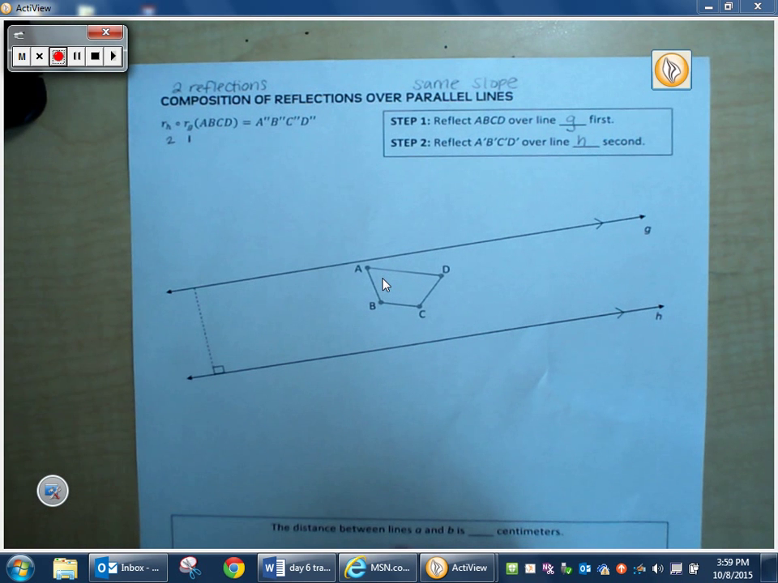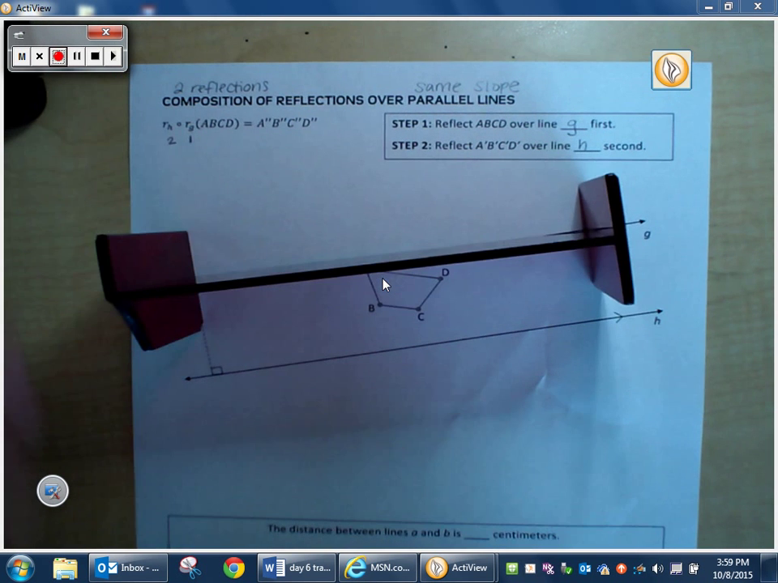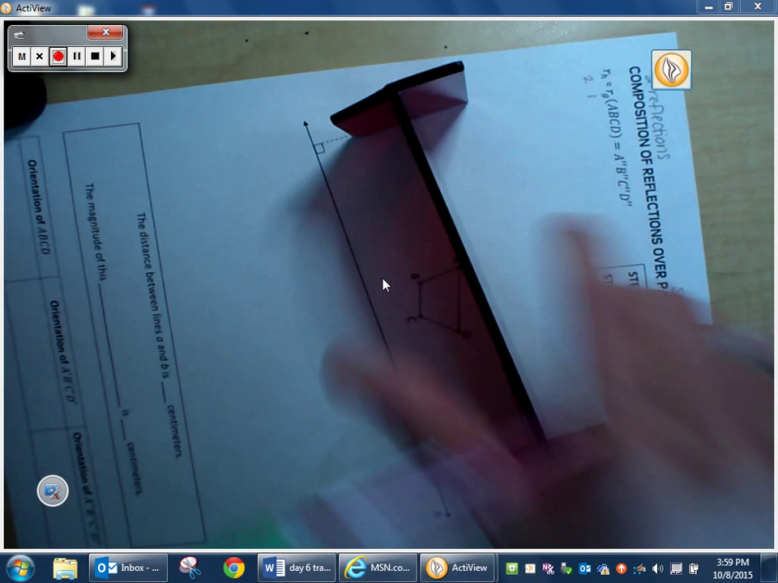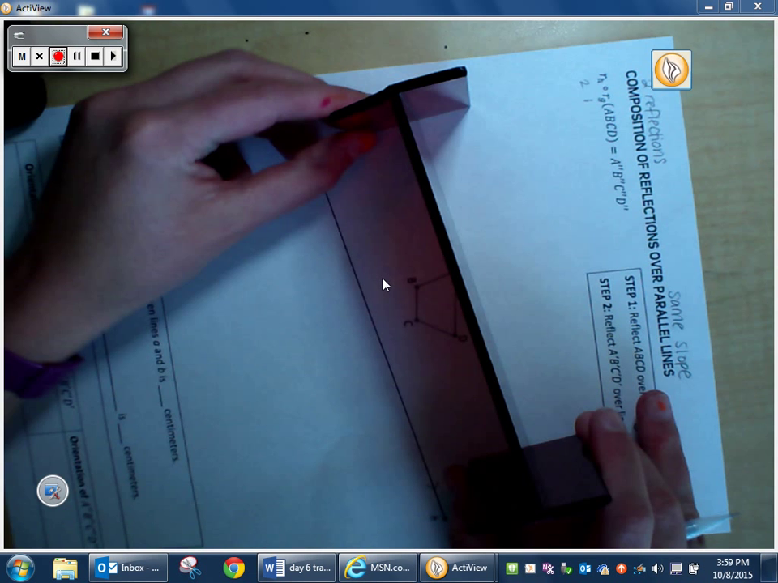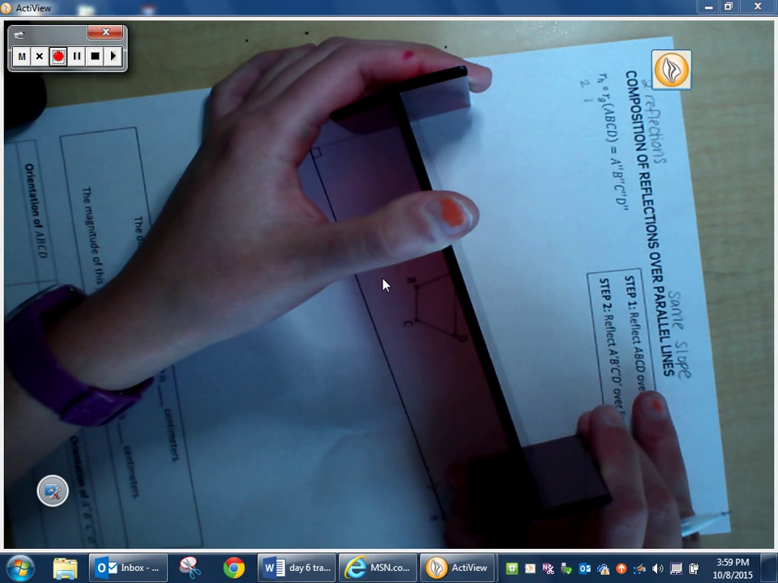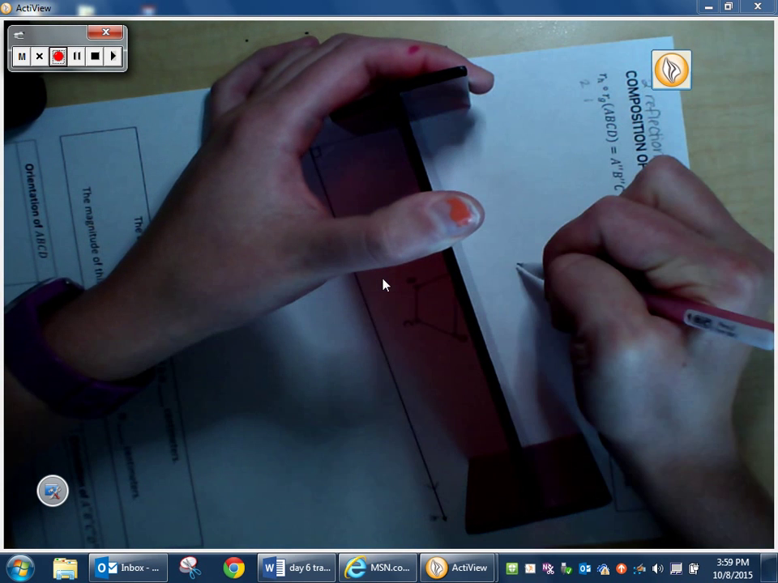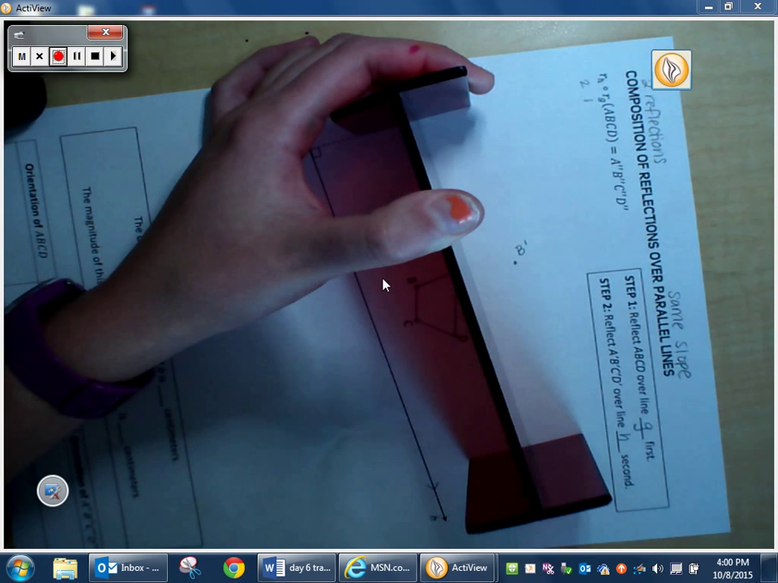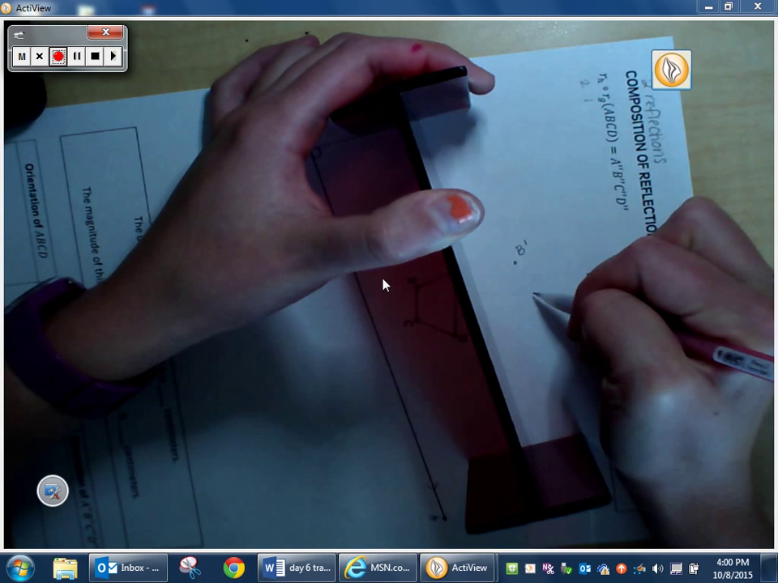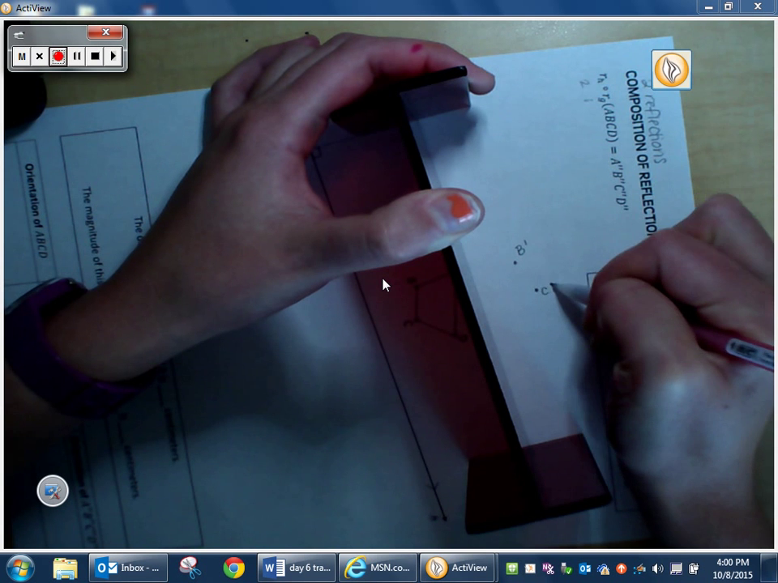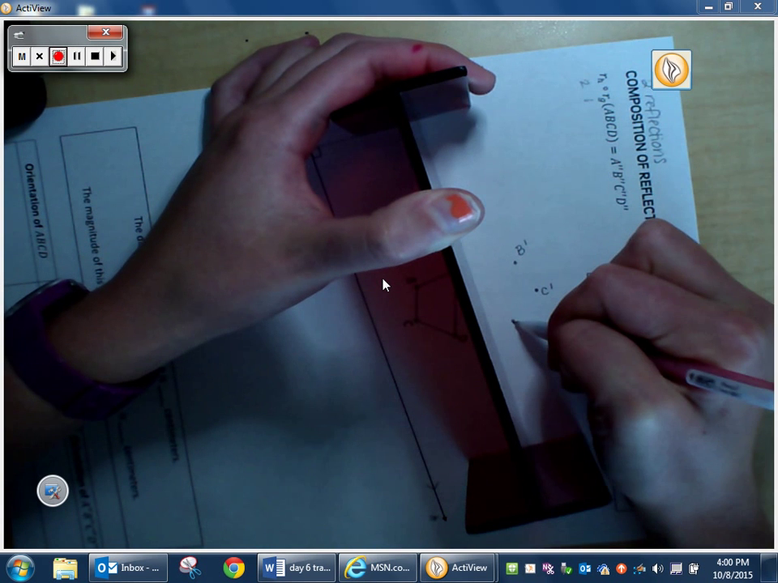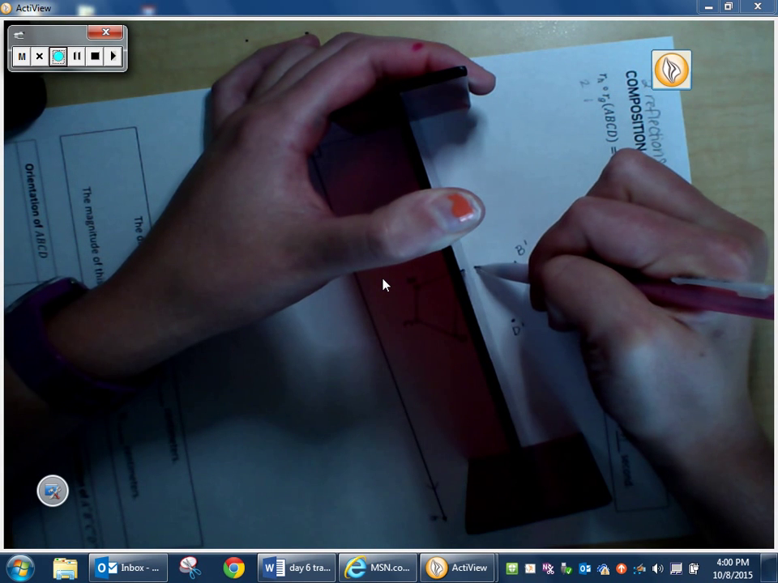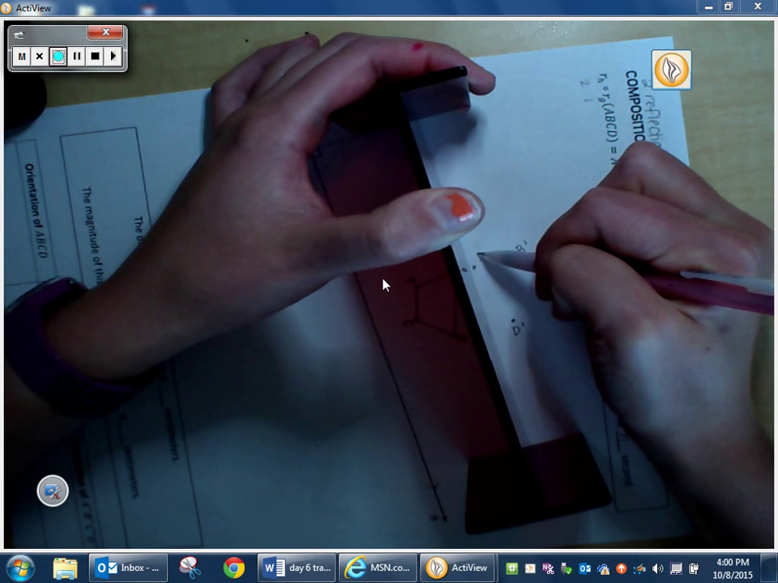So I'm going to take my mirror, put it on my reflection line. I'm actually going to turn my paper to help me. And one by one, I'm going to reflect my points. So here's B prime. Notice I'm labeling my points as I go. Here's C prime. Here's D prime. And here is A prime.